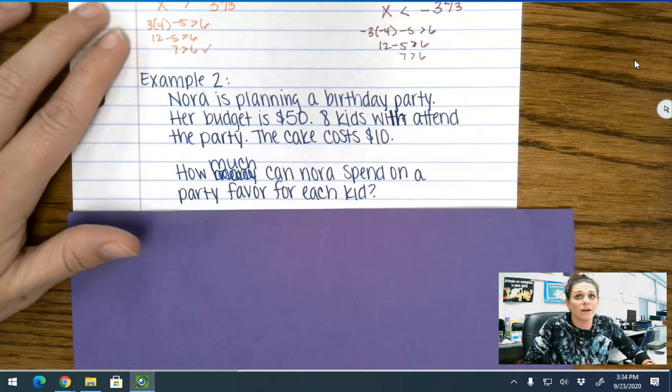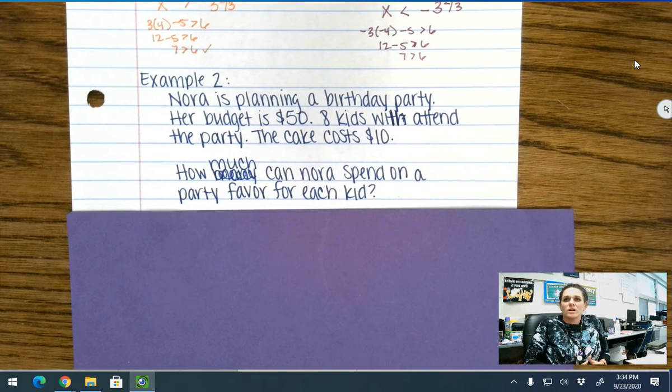All right, so here we have Nora. And Nora's planning a birthday party for her sister. Her budget is $50. There's going to be 8 little people that attend, and she has to pay $10 for the cake. So she's wondering if she buys party favors, how much money can she spend on them, assuming that the same kid gets the same things. Okay?